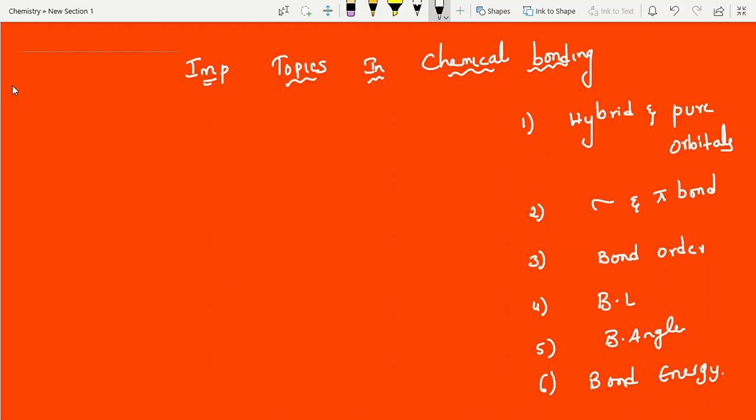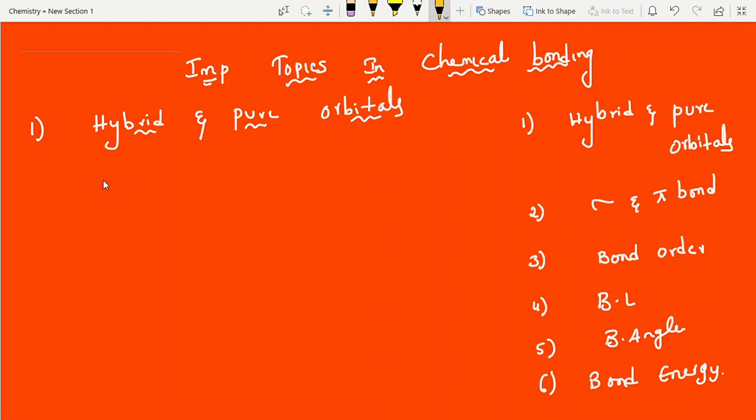So first, let's begin with the first topic, that is hybrid and pure orbitals. We are seeing in our examination hybrid orbitals and pure orbitals calculation, and they are asking ratios, and sometimes only hybrid orbitals. So different questions they are framing. So how to calculate hybrid orbitals? First I'll give you a clear explanation, then come back to the shortcuts.